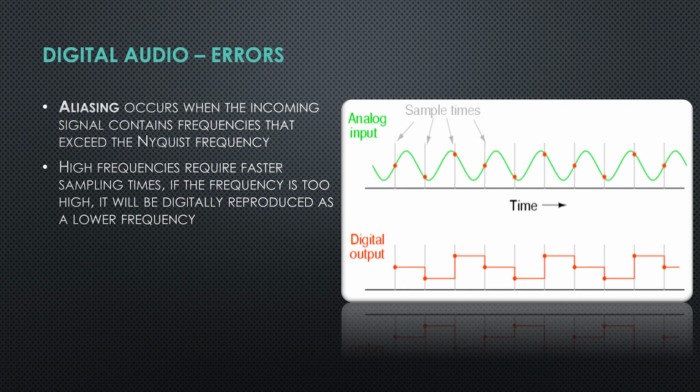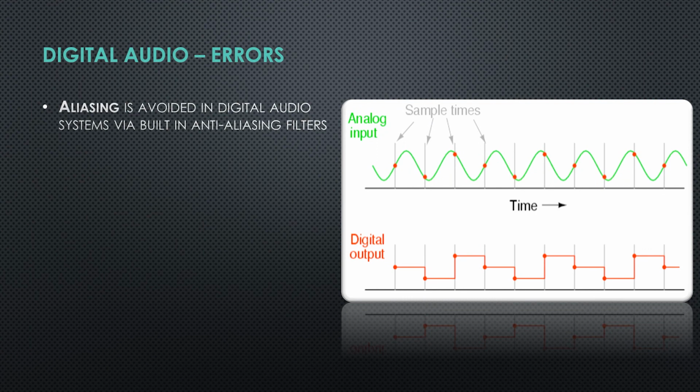So we can see here in this image on the right, our analog input is this very fast wave. And if the sample time cannot meet how quick that wave is going, our digital system is going to do its best to interpolate. And as a result, we get this digital output on the bottom, which no longer accurately represents that wave. So frequencies that go above 20,000, we're always going to have a difficult time capturing those if our sample rate isn't high enough. The higher the sample rate, the more accurately we can represent these frequencies in a digital sense.